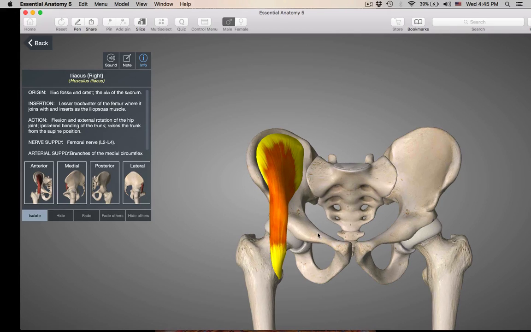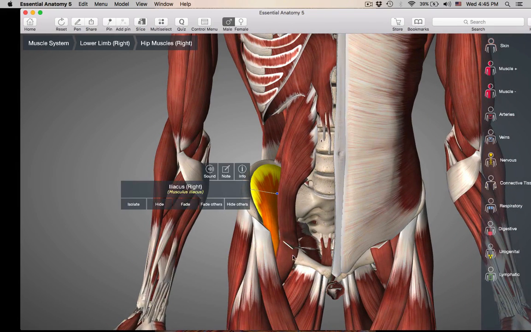And remember, we have that inguinal ligament here. So on your list, you are going to write down psoas major and iliacus under the flexion of the thigh. And then I have 1 plus 2. So let's show you what 1 plus 2 is.